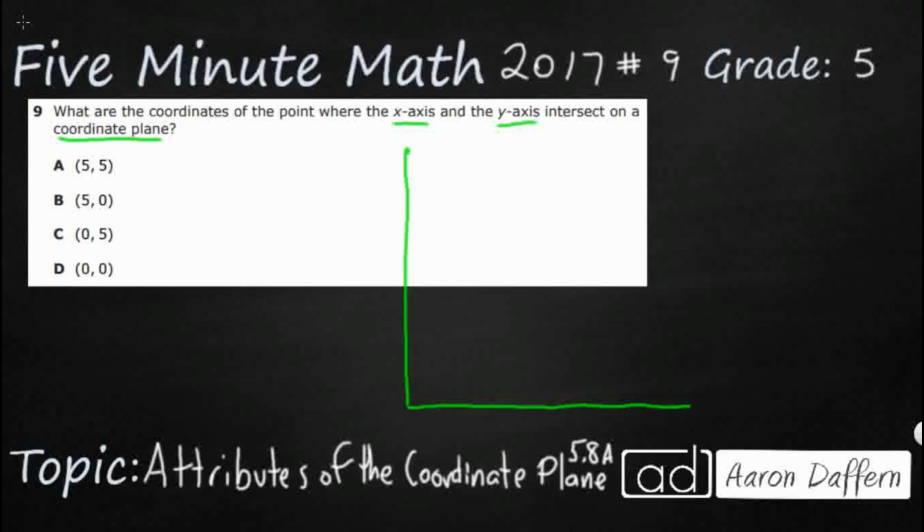So when we're looking at these coordinate pairs right here, that's really what we're talking about here. Coordinate pairs are always going to be two numbers, and sometimes they can be whole numbers, sometimes they can be decimals, sometimes they can be even fractions. It's going to be in parentheses with a comma in between.